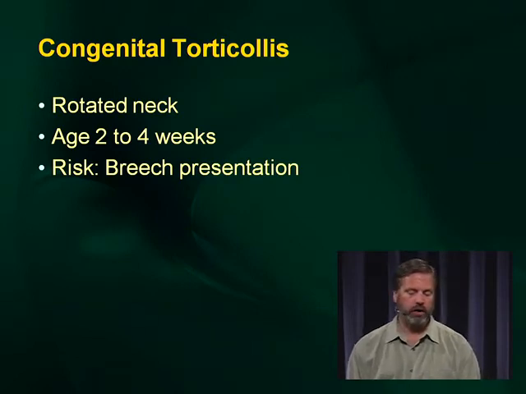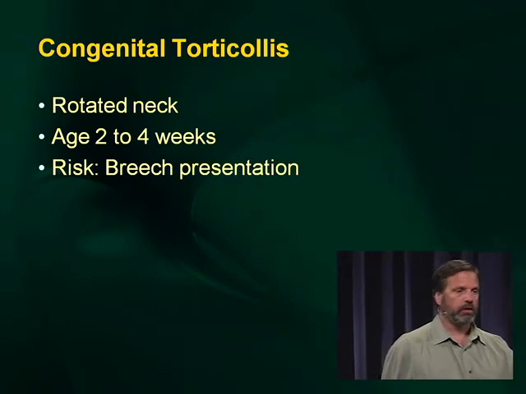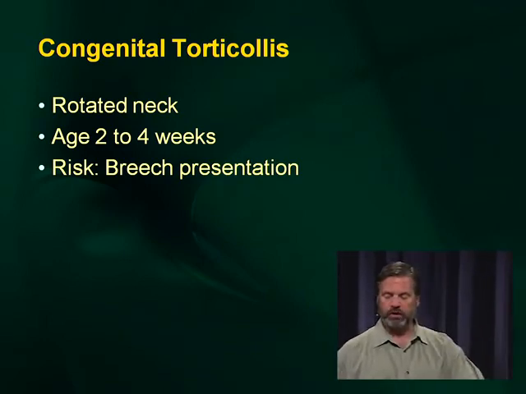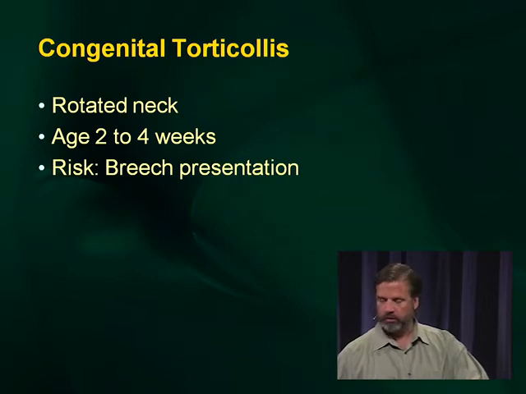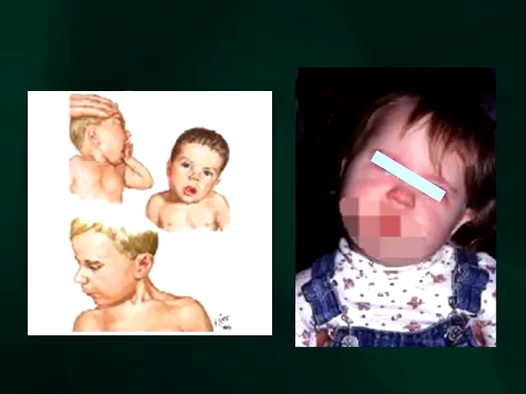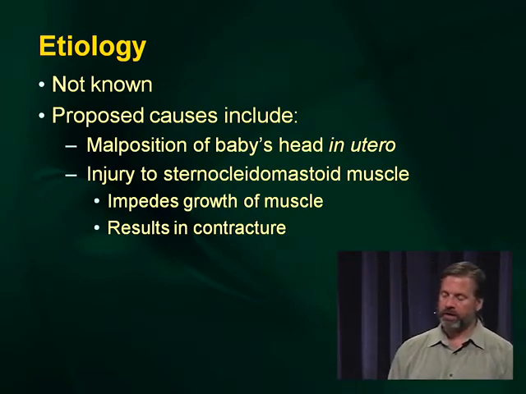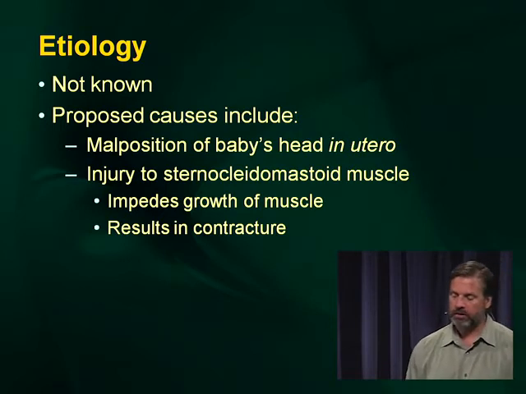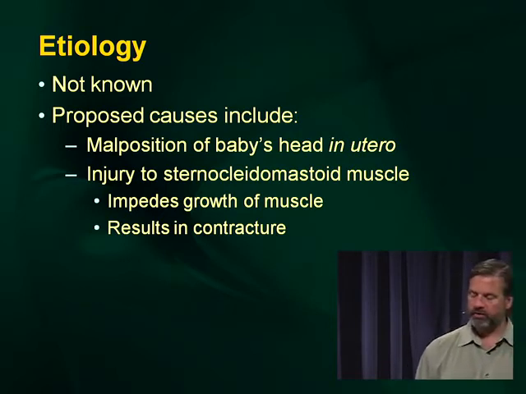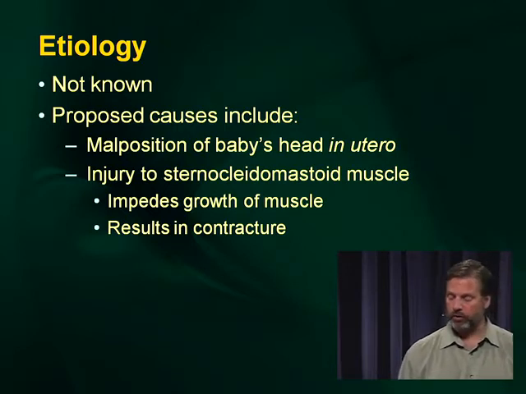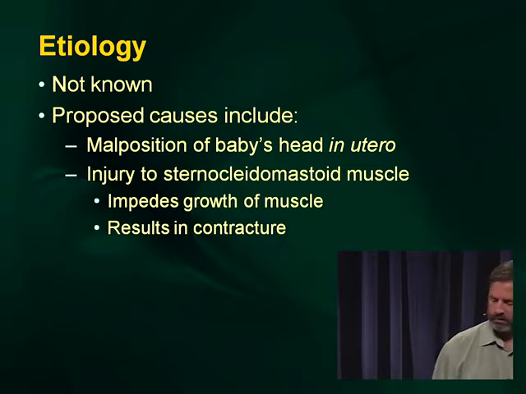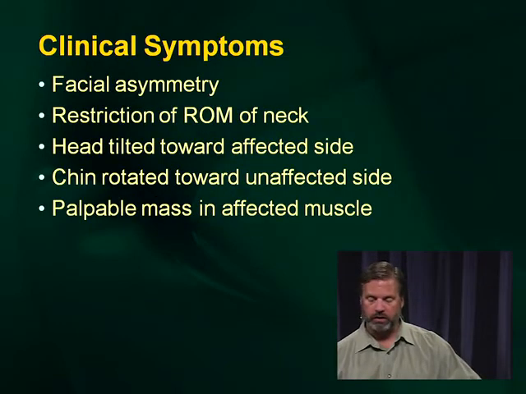Congenital torticollis, child presents with a rotated neck. Usually between the ages of 2 and 4 weeks is when they present, and often there's been a breech presentation. So this is a representation of what it looks like. And nobody's sure of the etiology, but the proposed mechanisms involve malposition of the baby's head in utero. There's some evidence that there may be some injury to the sternocleidomastoid muscle, that this could impede some growth of the muscle and result in a contracture that then has the child presenting the way they do.